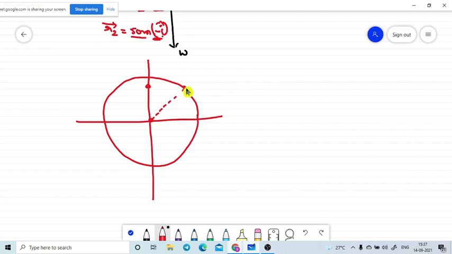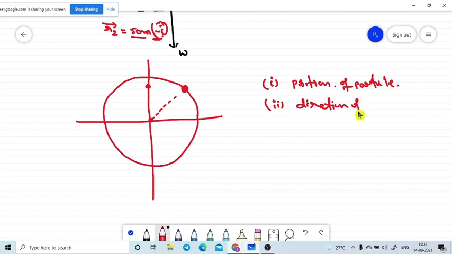If you want to locate the position of the particle as well as the direction of the particle, we need some physical quantity. That physical quantity we are going to discuss. It will explain the position of the particle, and it will also tell the direction of the particle.